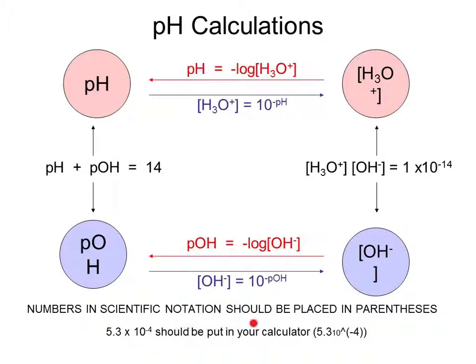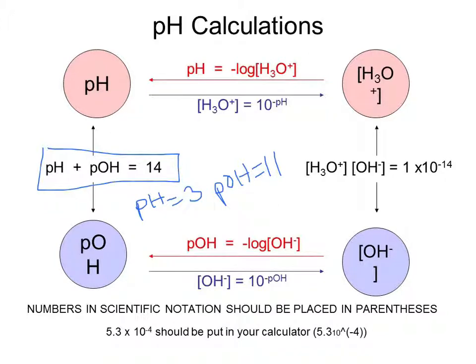And you can see here scientific numbers and notation should be placed in parentheses. So when you make your calculation on your calculator, you have to go something like this, and you should practice that. Now, there is a relationship between pOH and pH, and this is a relationship that you should really be familiar with. The pH plus the pOH will always equal 14. So if you know one, you should be able to back calculate the other. For example, if I give you a pH of 3, you should tell me that the pOH is 11.